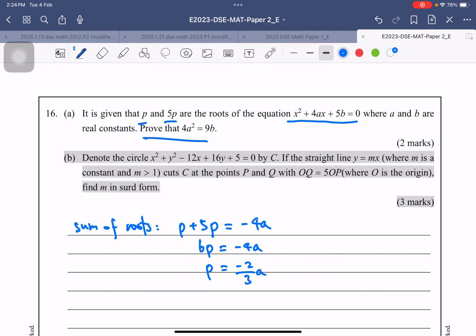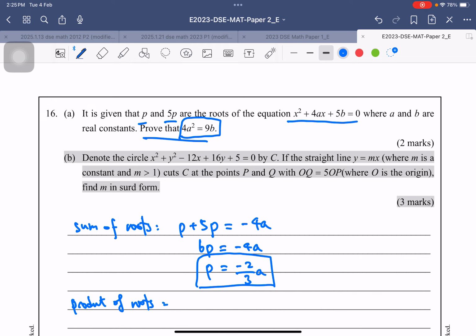Okay, you can see from here, this equation is something we want to prove. Do we have the p there? We don't have the p, so we finally need to replace the p by something. Okay? Then if we consider the product of the roots, then what do we have?